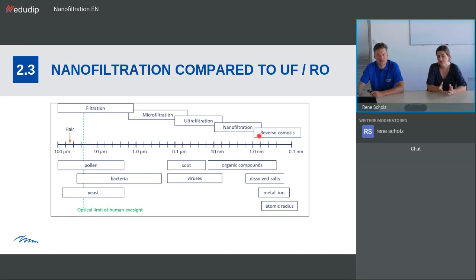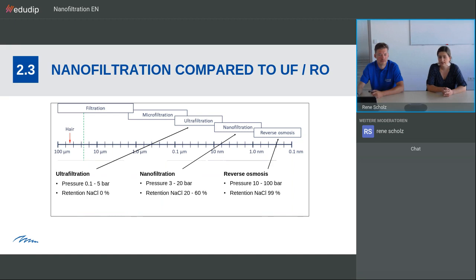Reverse osmosis, there we are really in the range where we remove practically all the dissolved salts that are present in the feed, down to metal ions, really down to the atomic radius. Now, we have different efficiencies here. This also results in different, let's say, operation conditions, different pressures. This we can see on this slide.